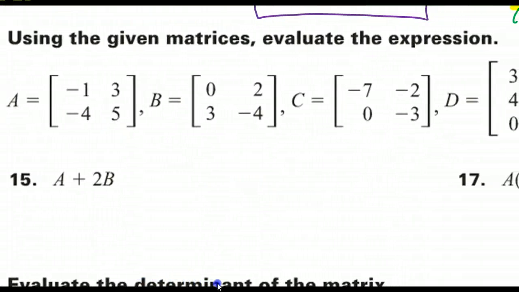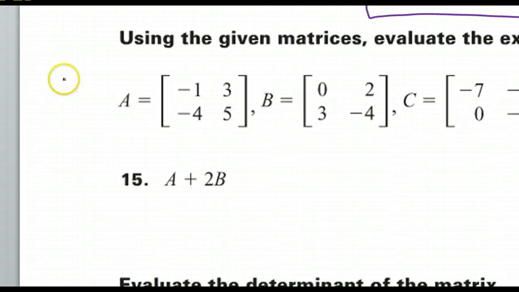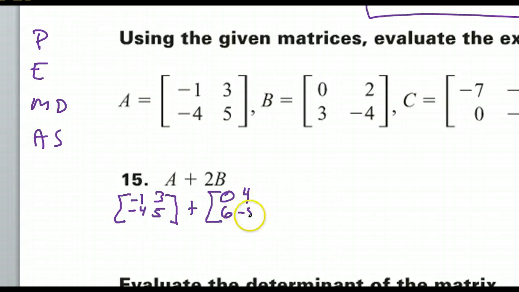Using the given matrices, evaluate the expression. So we need to do A plus 2 times B. We're still going to follow the order of operations. You know PEMDAS? Please excuse my dear Aunt Sally. So we're going to do this multiplication before we add. So matrix A is this -1, 3, -4, 5 business. But 2 times matrix B, if we go ahead and multiply all this by 2, that's going to give me 0, 4, 6, and -8.